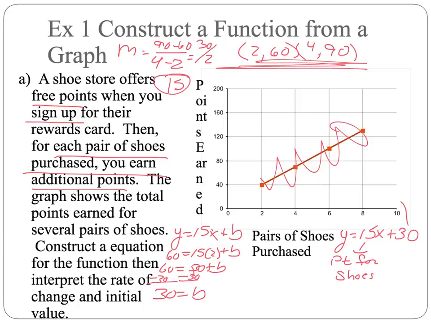and the 30, just like below, we were talking about initial value. 30 is going to be your starting amount. It's how many points you got when you opened the card or when you started saving points. And that's all it's asking for when it asks you to interpret the rate of change and the initial value. What are these numbers actually representing in a real-world situation?